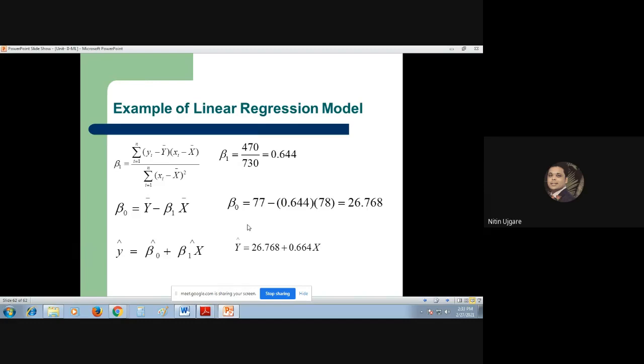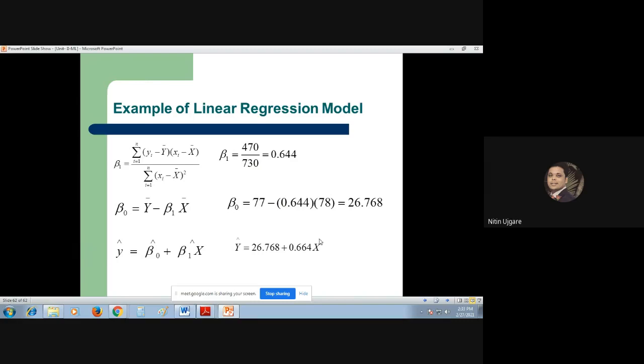Now, once we know the model's parameters, we can easily represent our linear regression equation. What is our linear regression equation? Our linear regression equation is y cap is equal to beta 0 cap plus beta 1 cap x. We know the model's parameters, so just put these values into this equation. The final linear regression line that predicts the instances of the data set is mathematically represented as y cap is equal to 26.768 plus 0.664 into x, where y is my dependent variable whose value is dependent on these three: beta 0, beta 1, and the independent variable x.